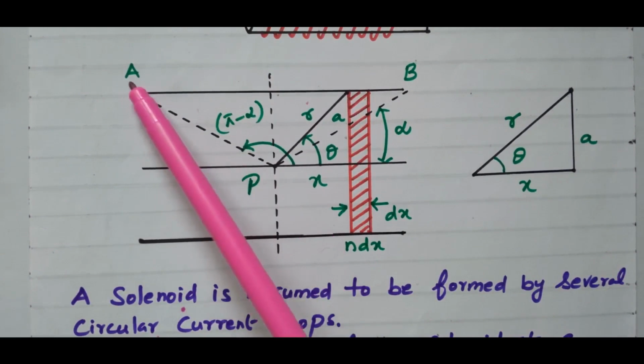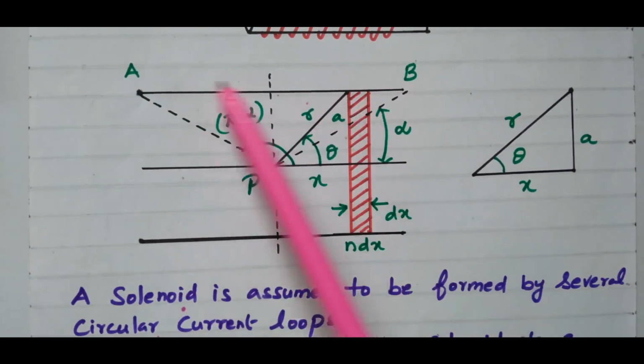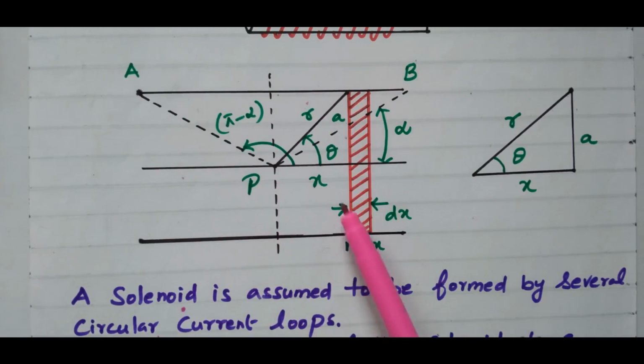So the length of the solenoid is AB. We consider the length of the solenoid is AB. This is at the center. Point P is located at the center. For calculation purpose, we consider one small segment at a distance x meter. The thickness is dx. The number of turns available is n into dx.